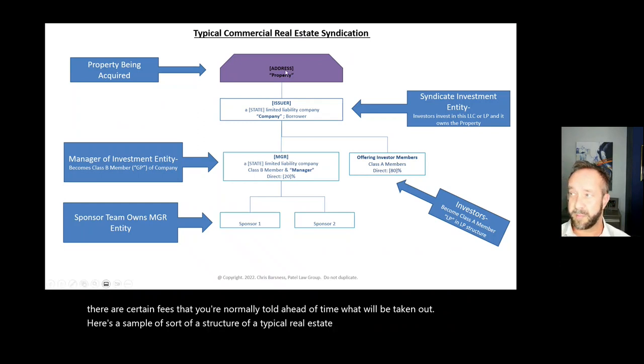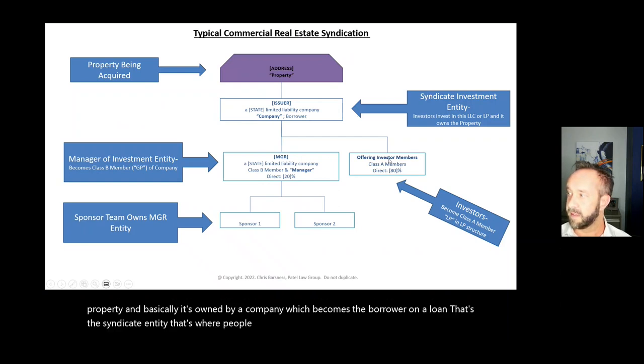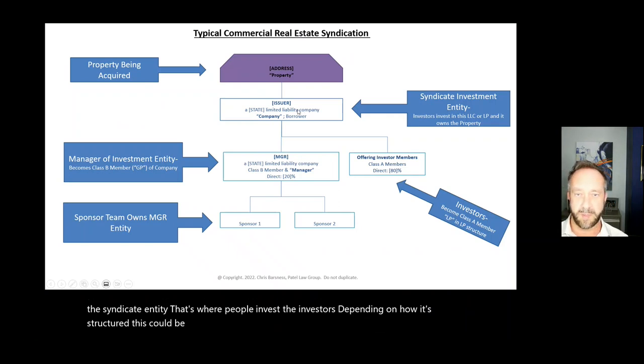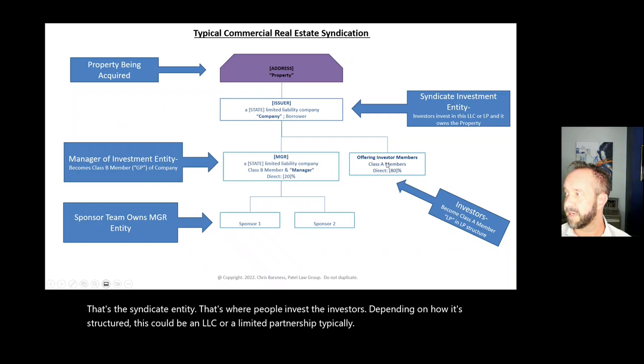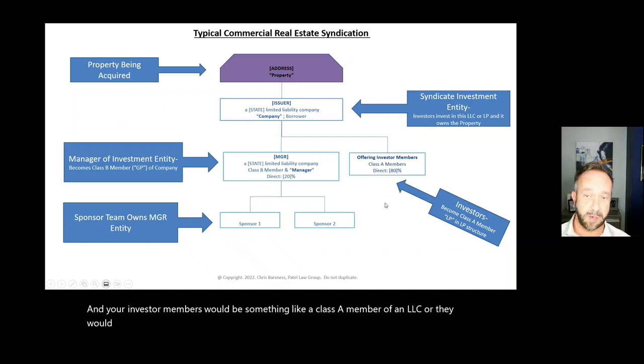So you have the property, and basically it's owned by a company, which becomes the borrower on a loan. That's the syndicate entity. That's where people invest. The investors, depending on how it's structured, this could be an LLC or a limited partnership, typically. And your investor members would be something like a Class A member of an LLC, or they would be limited partner or LP owners of this entity right here.